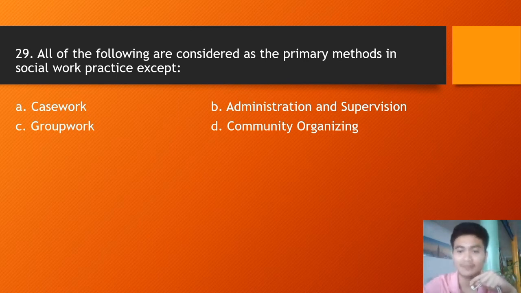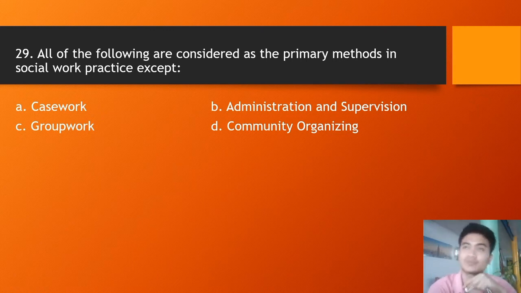So basically, primary. Administration and supervision belongs to the secondary methodologies in social work because your supervisor and administrator of your agency that you belong with, sila yung nagpapatakbo ng programa at saka serbisyo. Sila yung naghahanap ng resources. Sila yung nag-create ng programs and services. By creating programs and services, the administrator is obviously helping your client indirectly through you.